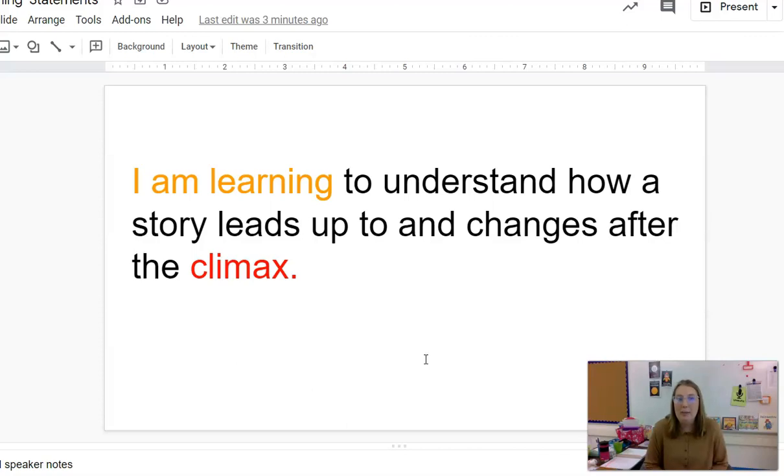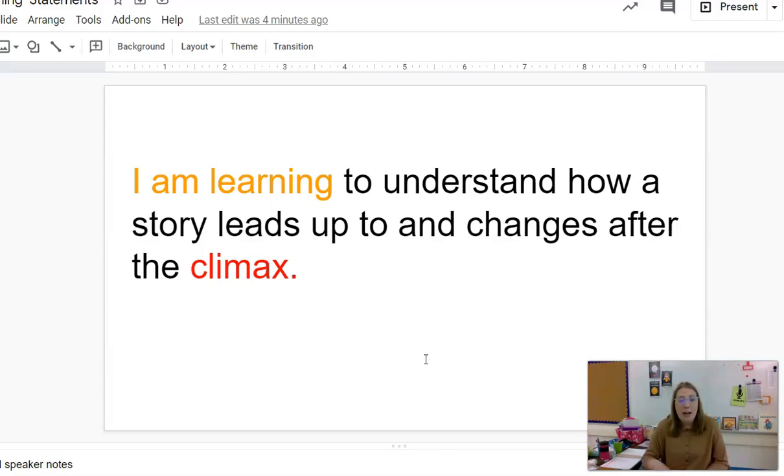Our I am learning statement for today is, I am learning to understand how a story leads up to and changes after the climax. So the climax of a story is also known as the high point of a story. And the high point of a story is the most exciting part. So the climax of the story is the most exciting part of the story.